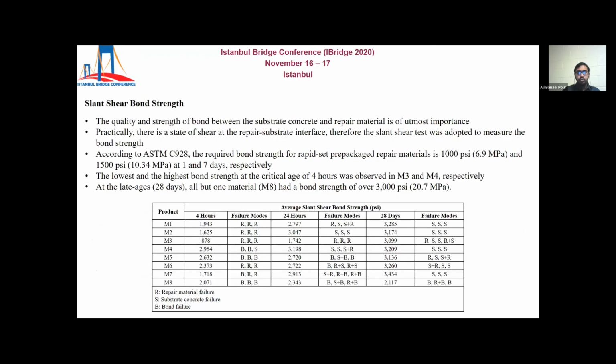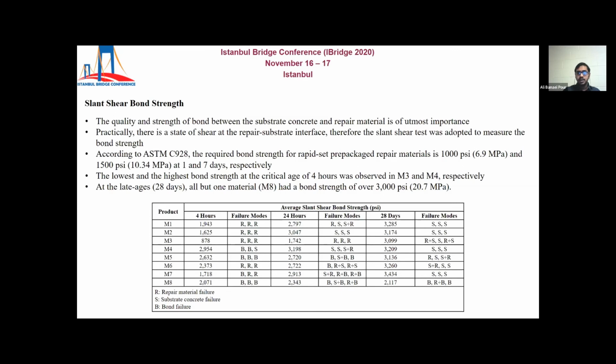To investigate the quality and strength of the bond between the substrate concrete and repair material, we performed slant shear bond strength tests, because practically there is a state of shear at the repair substrate interface. According to ASTM C928, the required bond strength for rapid set prepackaged repair material is around 6.9 megapascal.